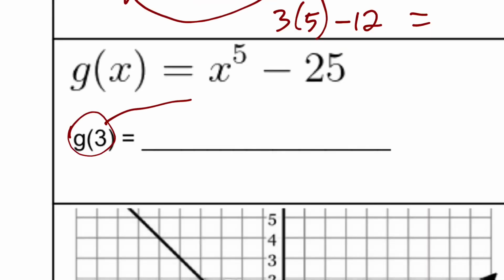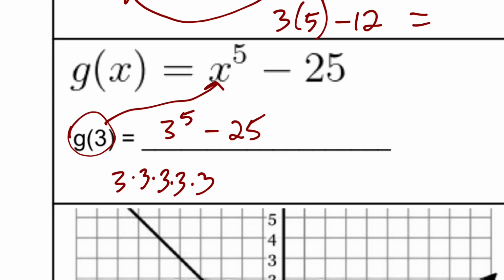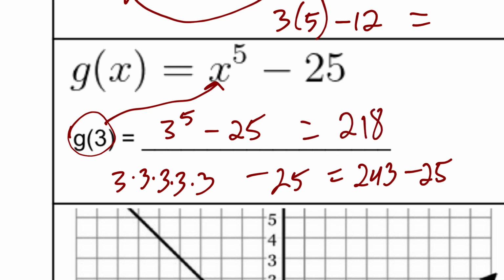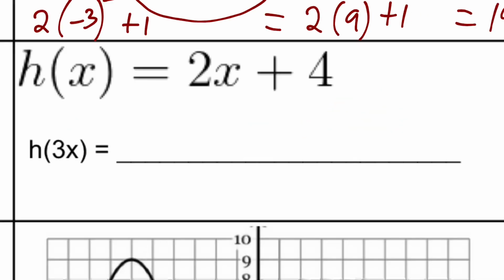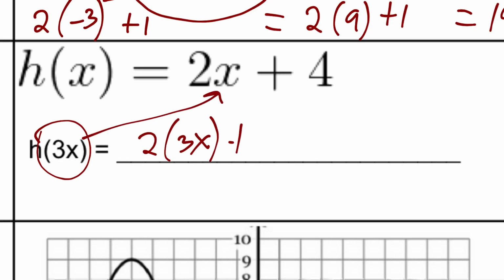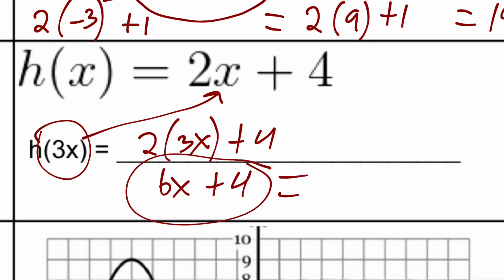G of 3 means plug in a 3 for x, so 3 to the 5th power minus 25. Remember that this is 3 times 3 times 3 times 3 times 3 minus 25, or in other words, 243 minus 25. Final answer is 218. For this one, I'm plugging in 3x, so this becomes 2 times 3x plus 4. This is 6x, and these are not like terms, so I'm actually done. I can't combine them.